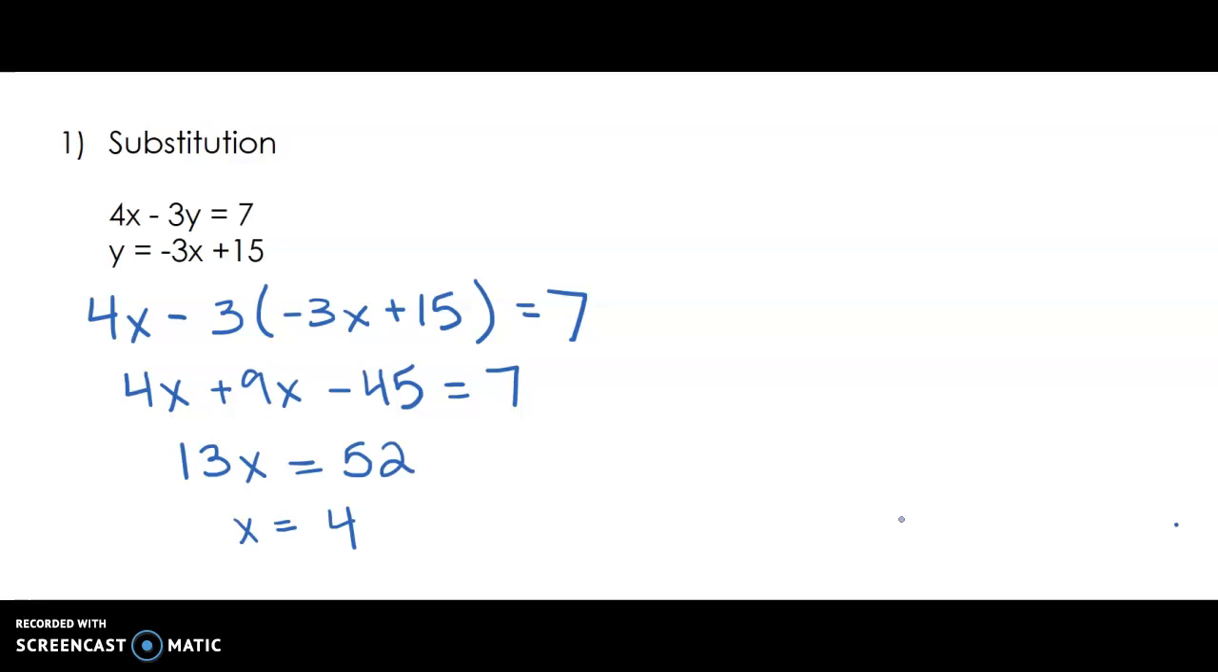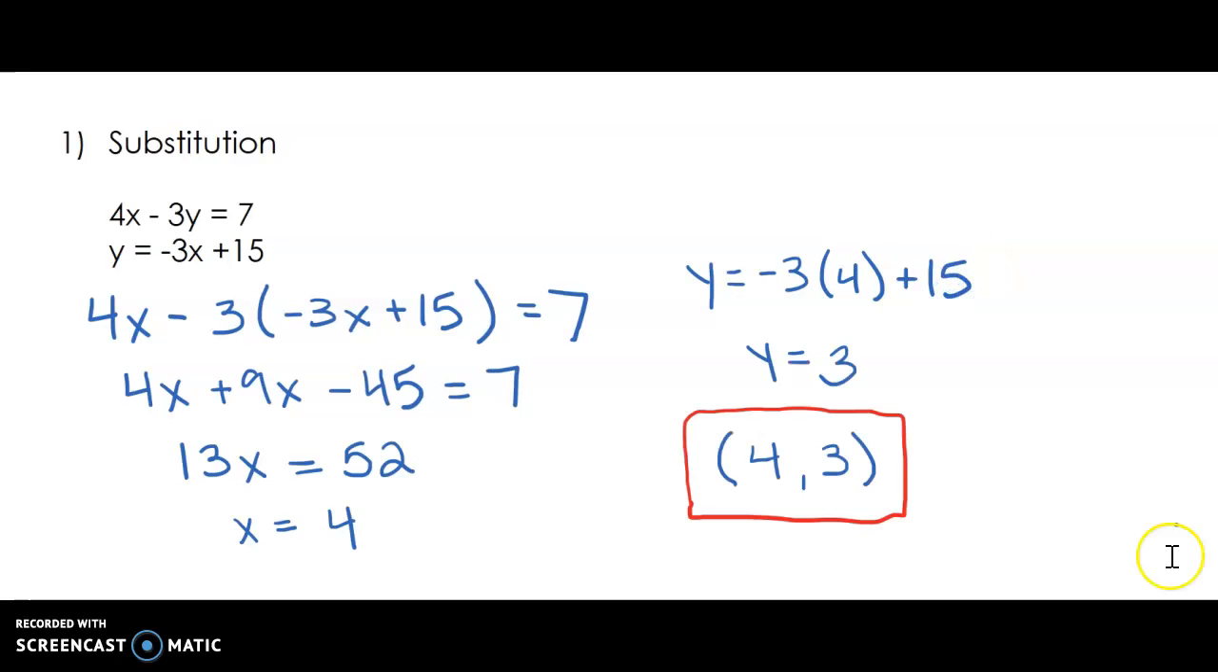Yep, after combining like terms and dividing by 13 on both sides, we get that x is equal to 4. Now the last thing we need to do is solve for y, and the really nice thing about substitution is that in order to get to this point, we already had to have had an equation of y equal to something, and that's our second equation here. All we have to do is plug in x equals 4 into this equation. Yes, when we solve for y, we get y equals 3. And as our solution, we get the point (4, 3).